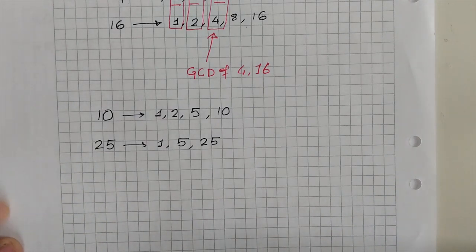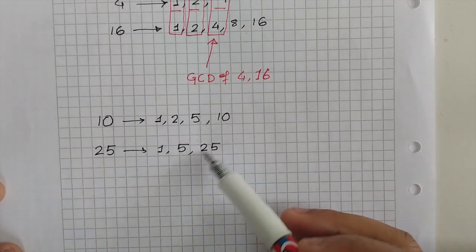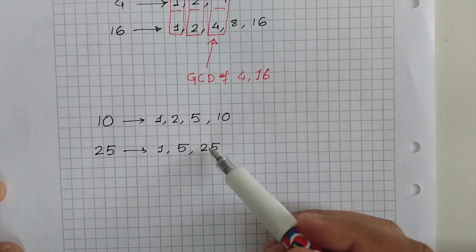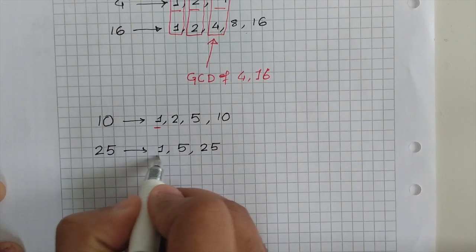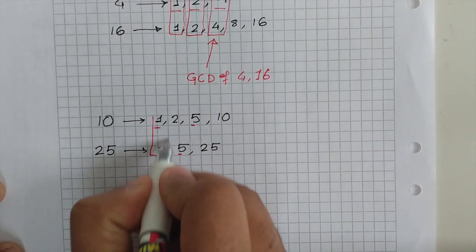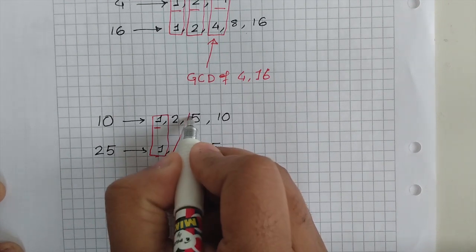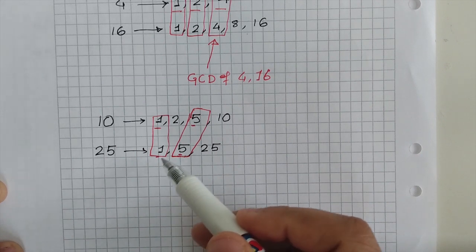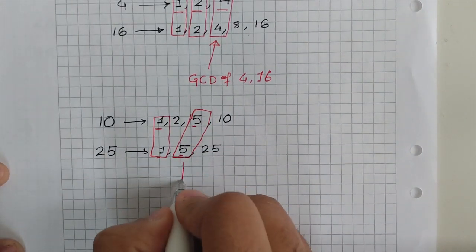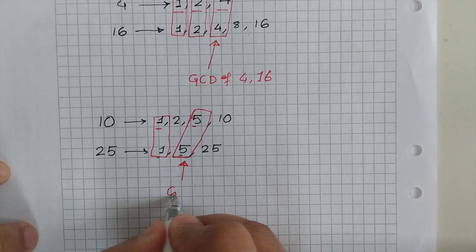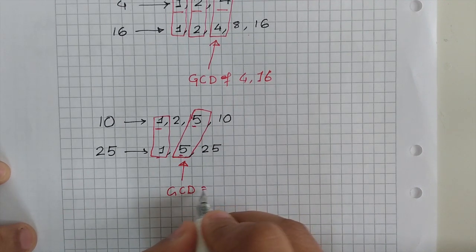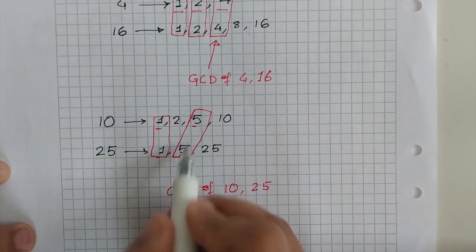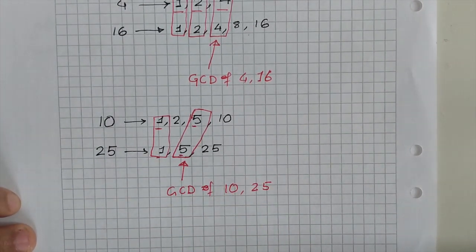Now what are the common factors between 10 and 25? The common divisors between 10 and 25 are 1 and 5. These two numbers are the common divisors of 10 and 25, and among these the greatest one is 5. So you can say that the GCD of 10 and 25 is 5.